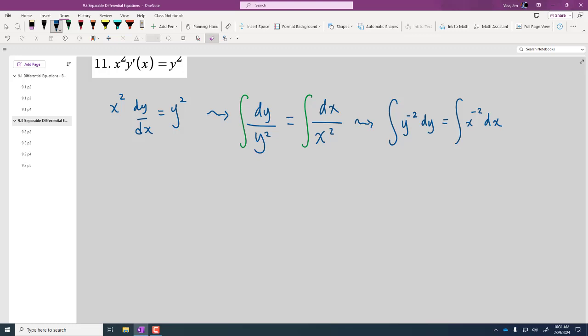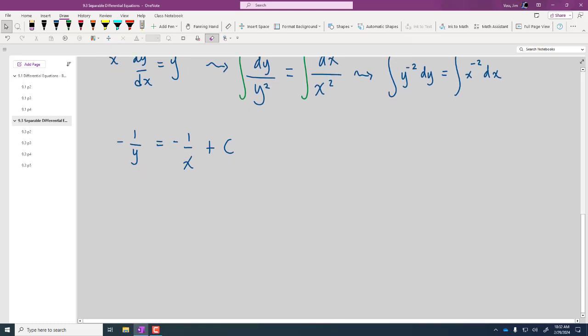So on the left-hand side, we're going to get minus 1 over y. Add 1 to the exponent, divide by the new exponent. On the right side, we get minus 1 over x, and we need a constant of integration. Generally, we just put it on the right. You don't need one on each side. Constant and constant just turns into one constant. So you only need one constant of integration here.